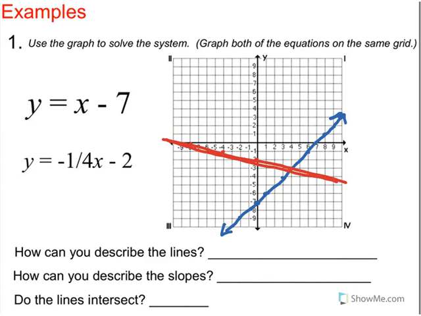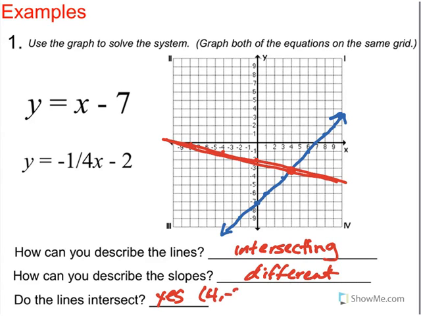So I would describe these lines as they are intersecting. Their slopes are different. And do they intersect? Yes. And we know that they intersect at the point (4, -3). And so that would be the specific solution here. So this has one solution.